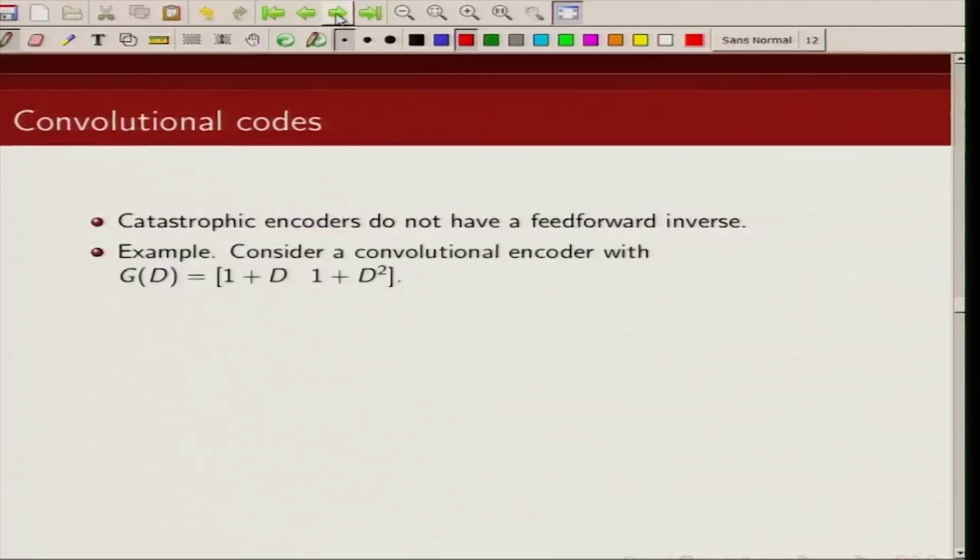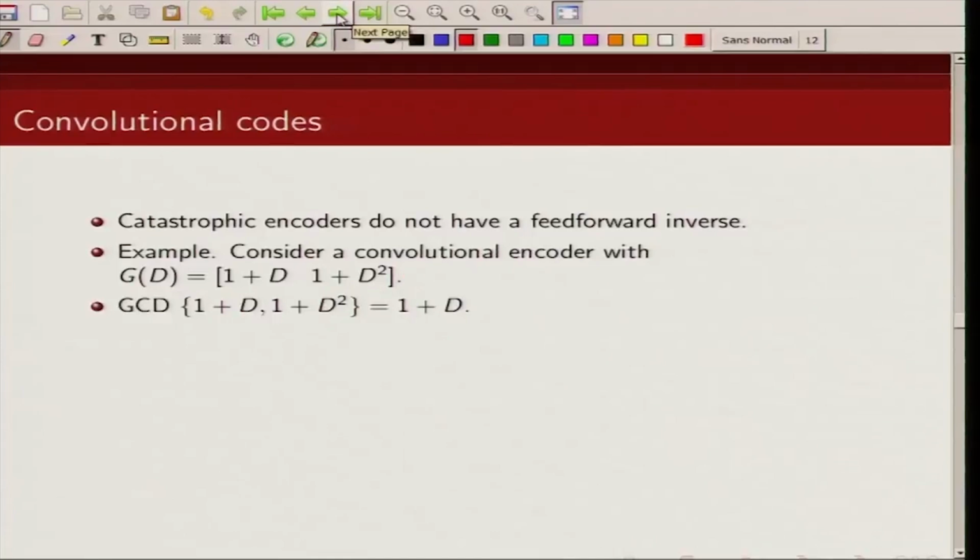So, let us look at one example. Let us consider a convolutional code whose generator matrix is given by this. This is a rate 1 by 2 convolutional code, and it has 4 states because the maximum degree of D is 2. So, the generator sequences are G0 D given by 1 plus D, and G1 D given by 1 plus D square.